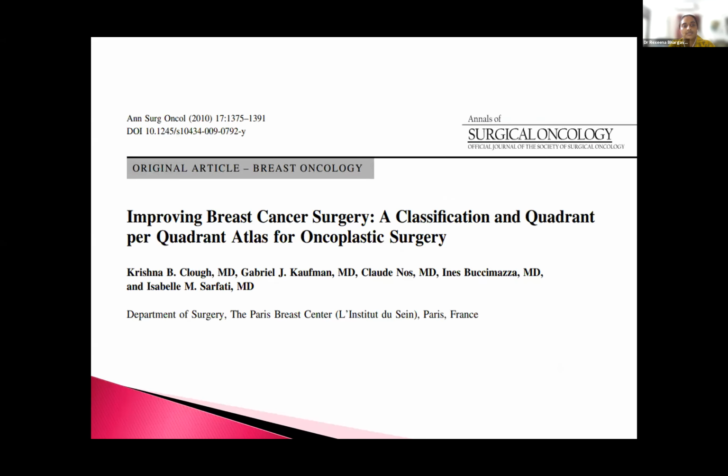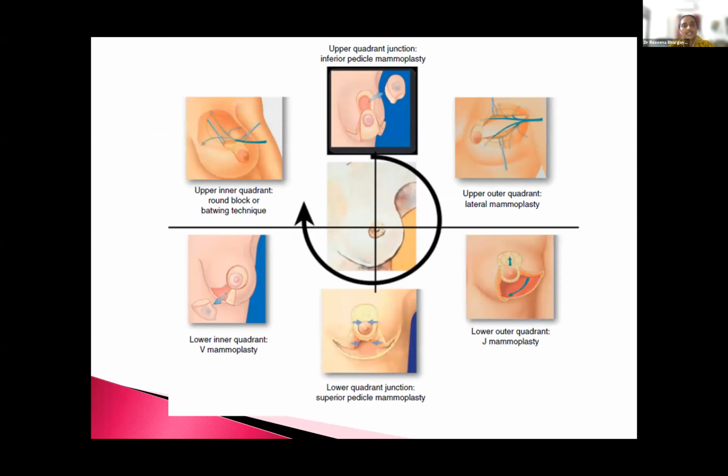So this is a paper by Professor Krishna B. Clough, where he has described the classification and quadrant per quadrant atlas for oncoplastic surgery. There you can see, as per the various clocks, arms of the clock, he has described various oncoplastic surgeries for the various quadrants of the breast. So I'll be describing each one of them with a few pictures of the surgeries which we have done at RCC.